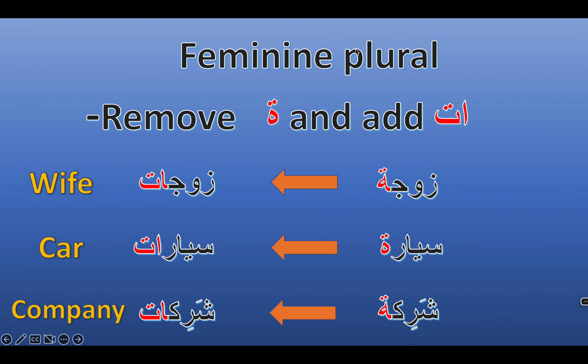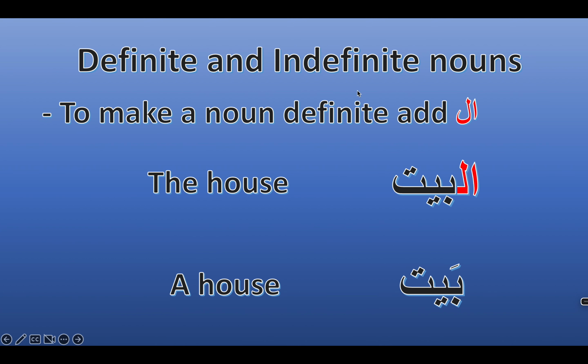Now, forming the plural for feminine nouns is way easier, as you simply remove the ta marbuta and add at. For example, wife, zawja: we just remove the ta marbuta and replace it with at. So zawja becomes zawjat. Car, sayyara, becomes sayyarat. Sharika, company, becomes sharikat.